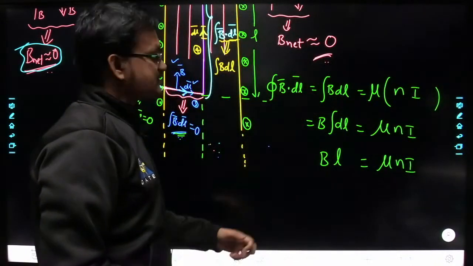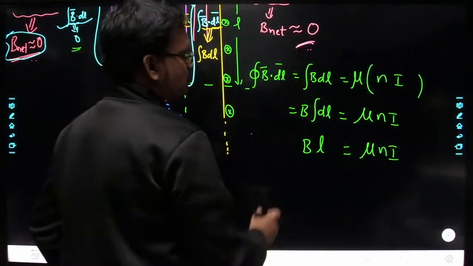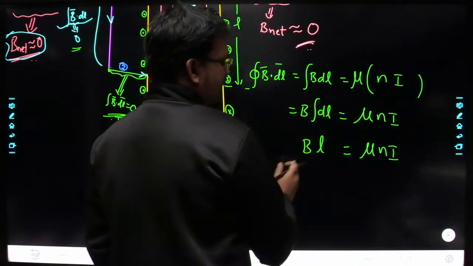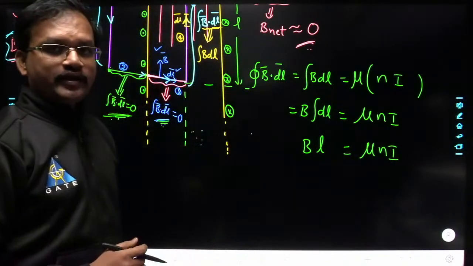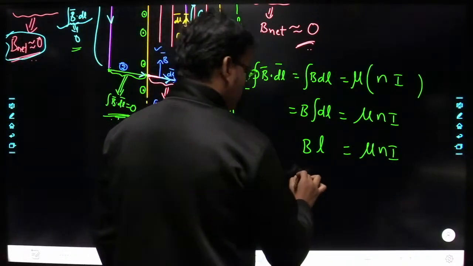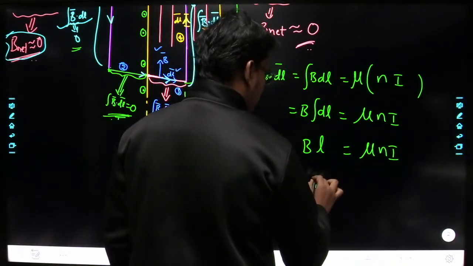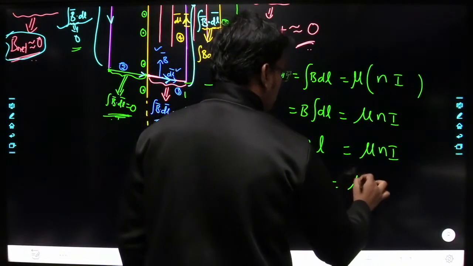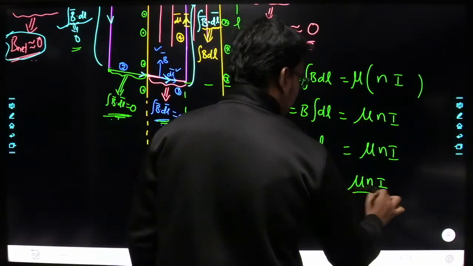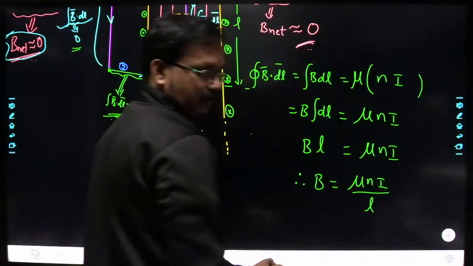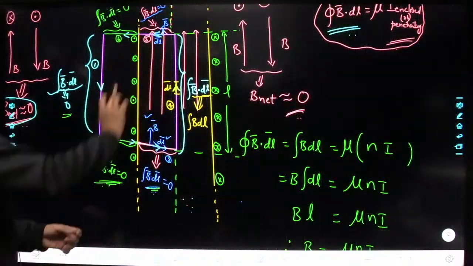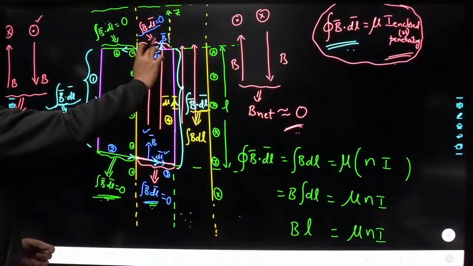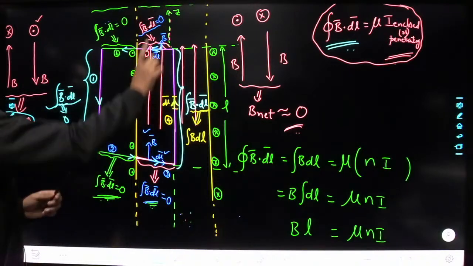Good evening, Phoenix. Okay. So here B into integral dl is nothing but B into L, which is equal to mu into n into I. Therefore the B field inside the solenoid is equal to mu into n into I divided by L. Now what is the direction of B field inside the solenoid? It is pointing in the upward direction.